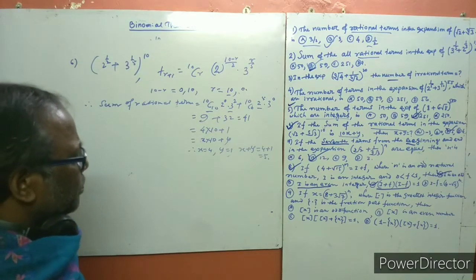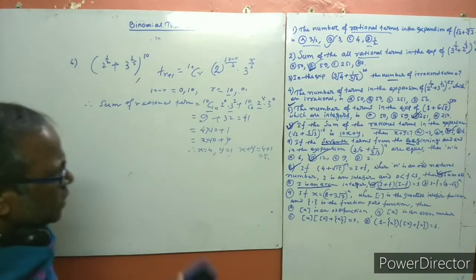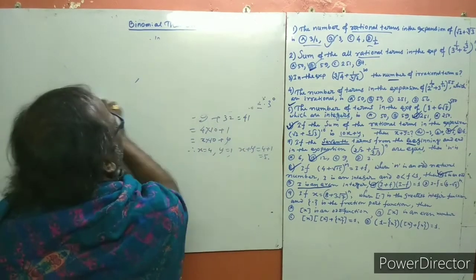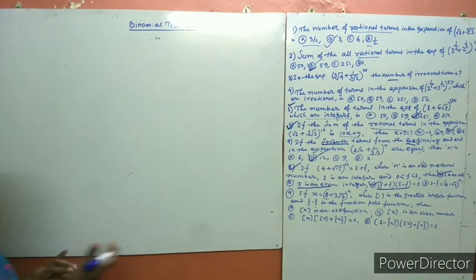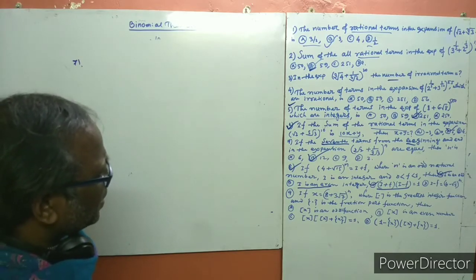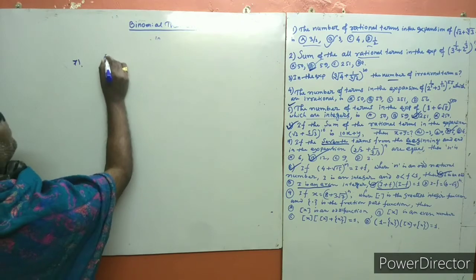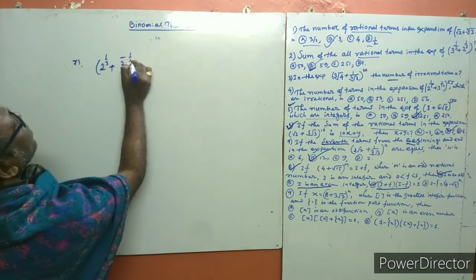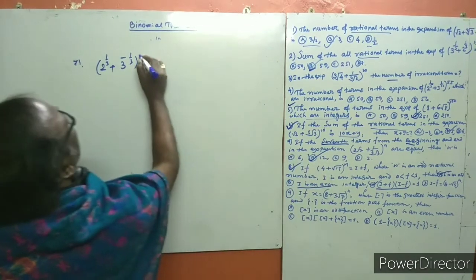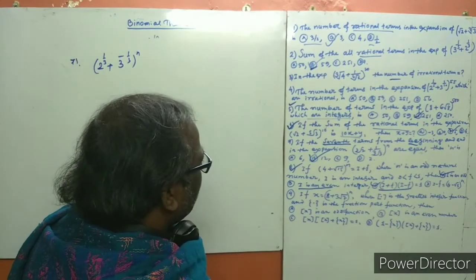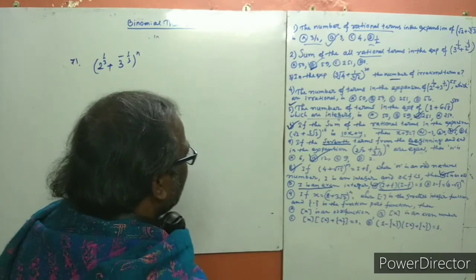Okay, next question, that is question 7. See carefully. The seventh term of the expansion of (2 to the power 1 by 3 plus 3 to the power minus 1 by 3) whole to the power n. The seventh term from the beginning and from the end are equal.